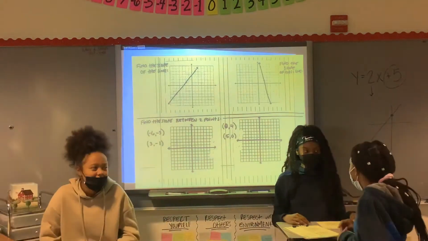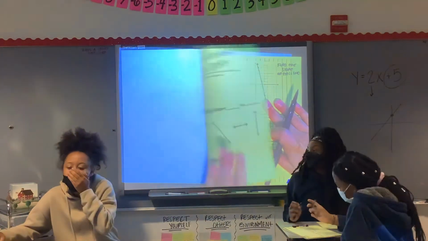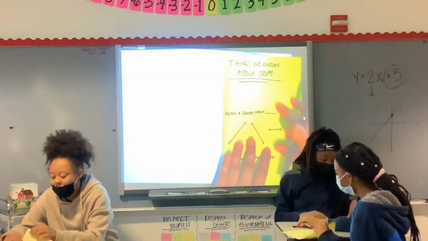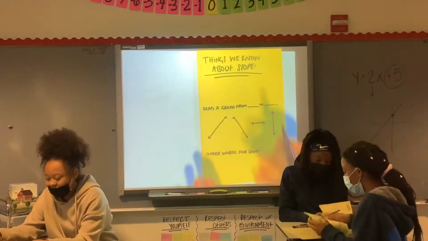Hello. All right, these are slope notes. So you take the paper that you have right here and you fold it in half. These are going to be glued into your journal. So it says things we know about slope.